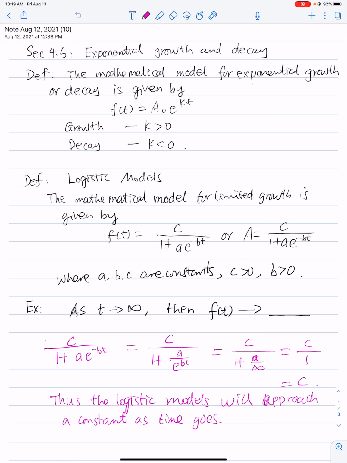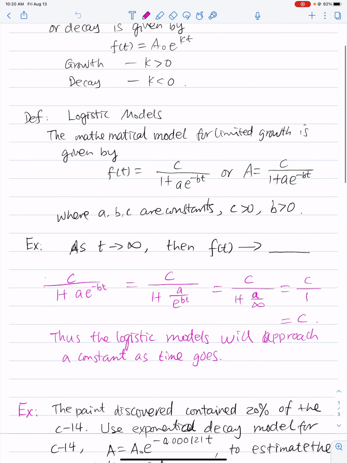Okay, so we will talk about the exponential growth and decay model here. The mathematical model for exponential growth or decay is given by f(t) = A0 e^(kt), and it can be a growth model or a decay model. It all depends on k. If it's positive, it continues to grow. If it's negative, it will be a decay model.